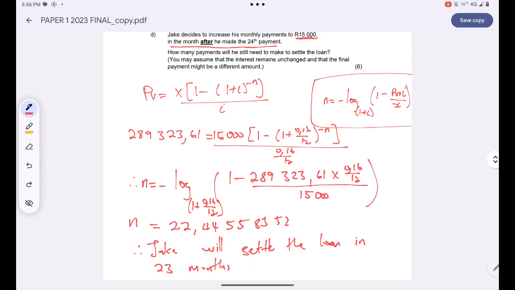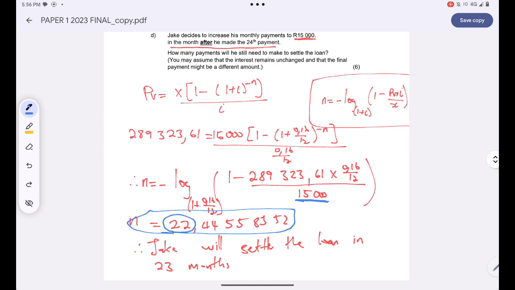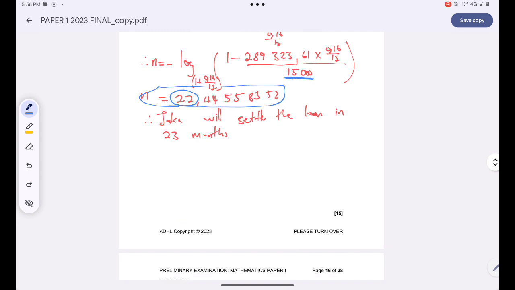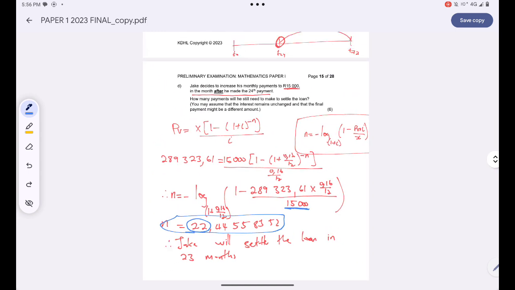Are you together, guys? But please, there's something I want to tell you. Since we didn't get an integer value, this simply means that Jake will make 22 payments which are all equal to 15,000, and the last payment will be an amount which is less than 15,000. The first 22 payments will be an amount of 15,000, and then the last payment will be an amount which is just less than 15,000. That's how, guys, you're supposed to tackle this question.